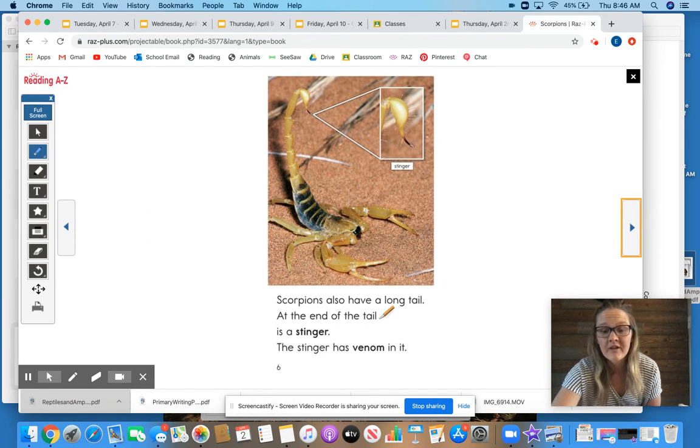Scorpions also have a long tail. At the end of the tail is a stinger. The stinger has venom in it, okay? Do snakes have tails? Not snakes, spiders. Do spiders have tails? No. So let's go ahead. They also have a long tail. That makes them different, right? Let's read this page together one more time. Scorpions also have a long tail. At the end of the tail is a stinger. The stinger has venom in it.